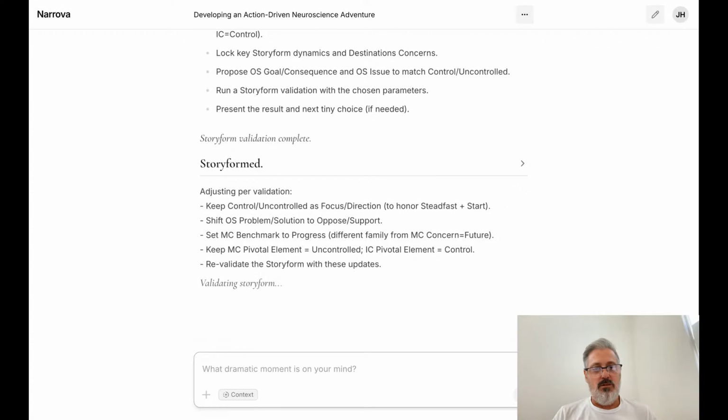Oh, shifted the OS problem solution to oppose and support. Is that correct? I don't think that's correct. We'll see how that turns out. Set MC benchmark to progress. That's a huge leap. MC pivotal element is uncontrolled.